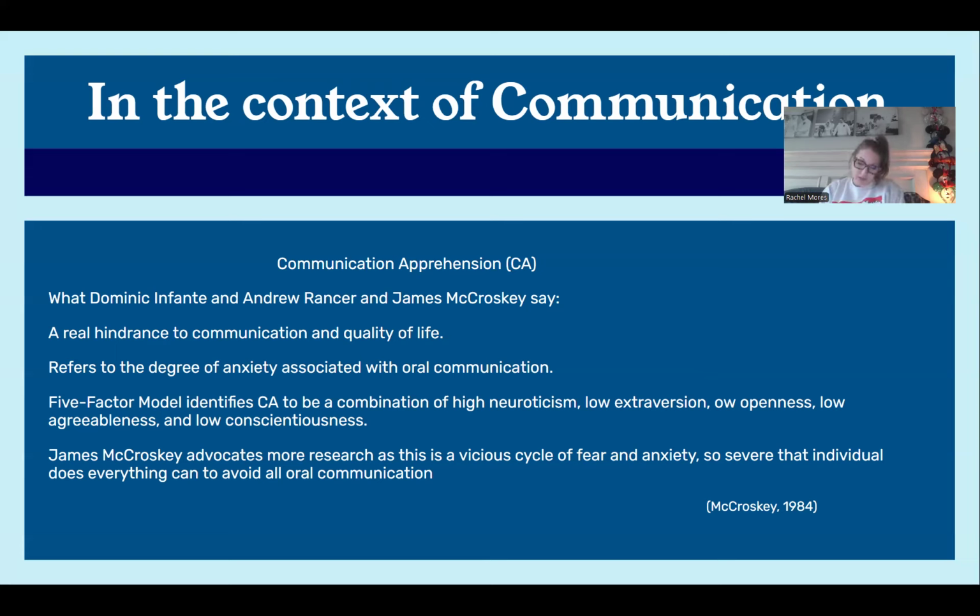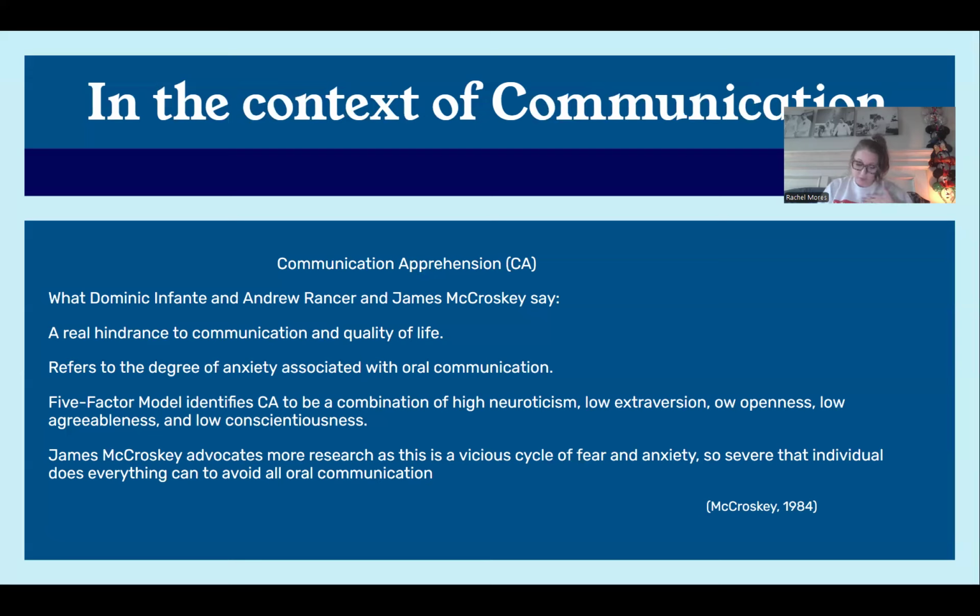James McCroskey, a communication scholar, and his colleagues have studied CA and other related constructs such as willingness to communicate, shyness, talkaholism, and communication competence. He found that CA more often stems from the fear associated with scrutiny and negative evaluation. He also identified the fear of failure, of the audience, of high stakes, and of being the center of attention.